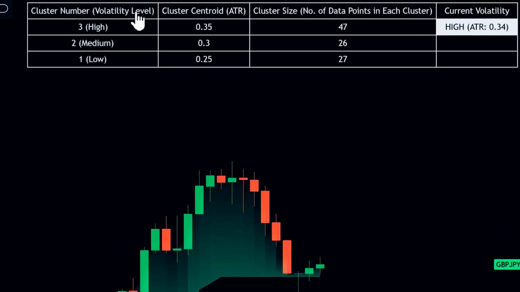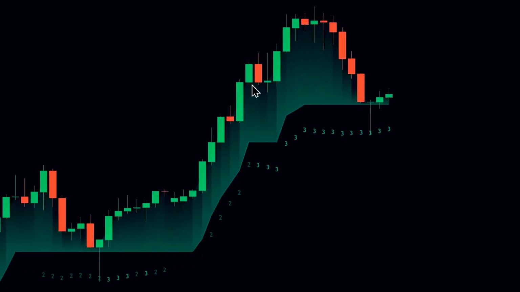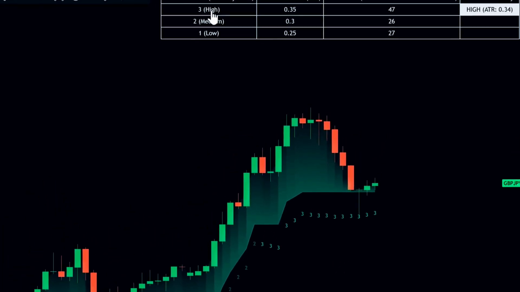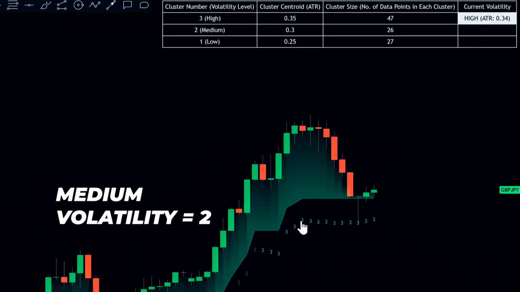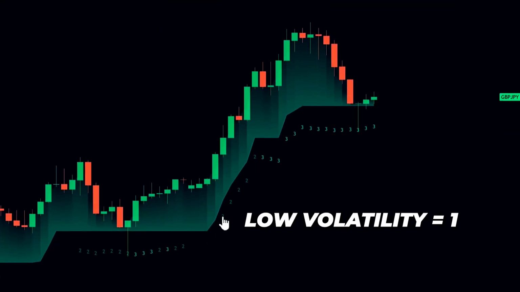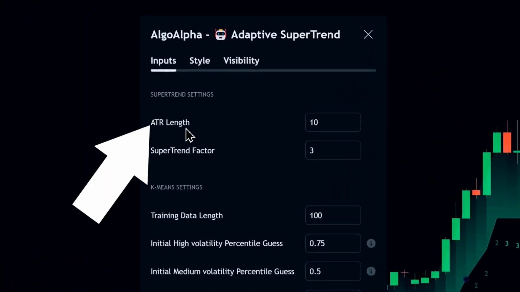Here's a table that breaks it down. High volatility corresponds to cluster number 3, medium is cluster 2, and low is cluster 1. On the chart, candles are labeled with these numbers based on the detected volatility. For example, a candle marked with a 3 indicates high volatility and active market conditions, while a 1 represents calmer, low volatility conditions.